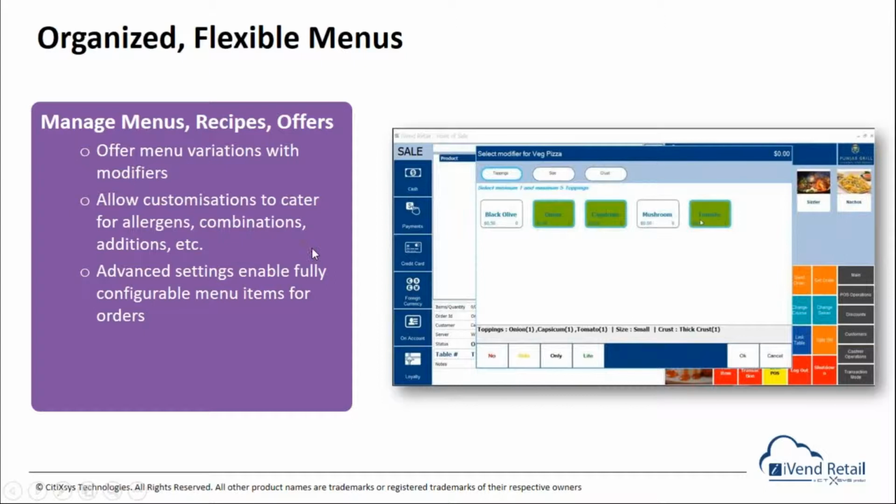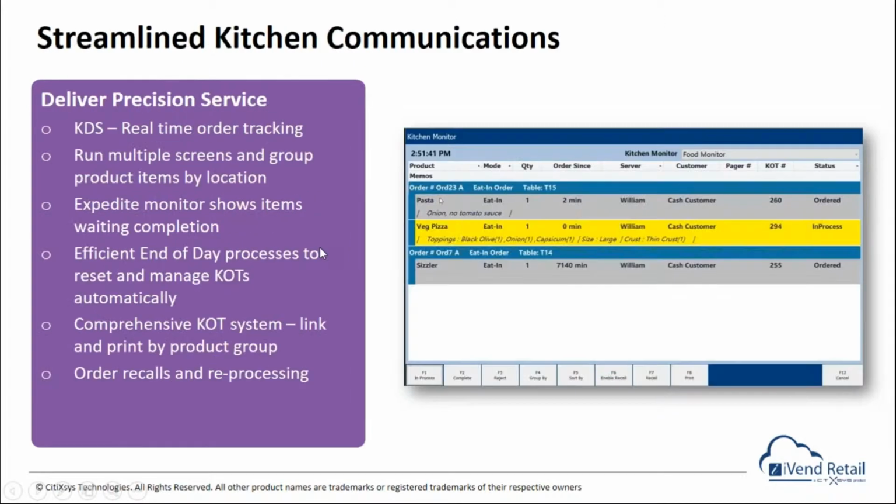And going forward, very important, streamlined kitchen communications. This eliminates the risk of miscommunication. Prepare and serve the right dishes with speed and precision. So we do support kitchen display systems. This offers real-time order tracking with full visibility of time and table locations.